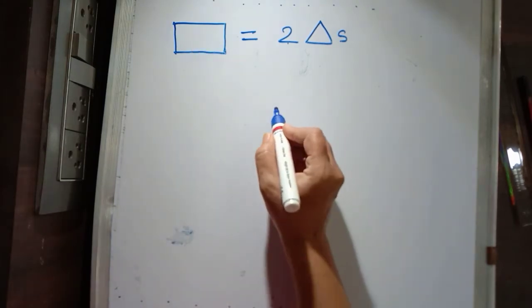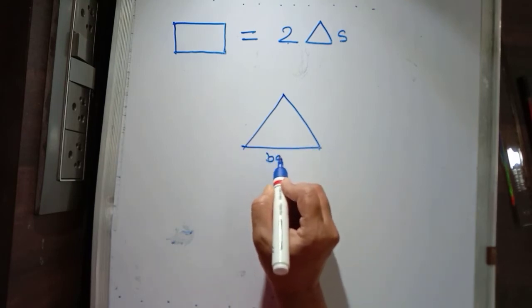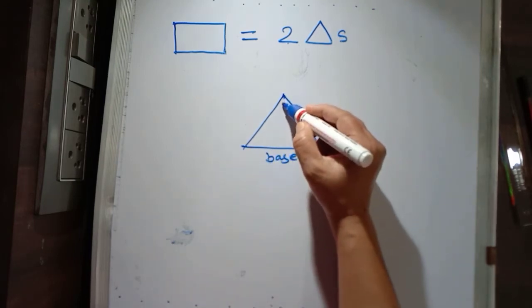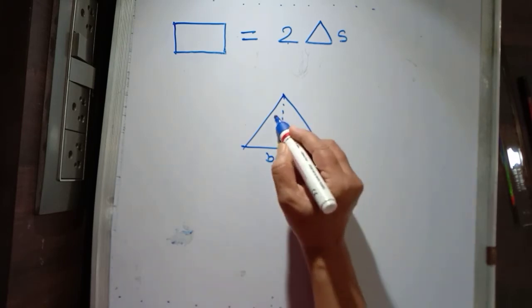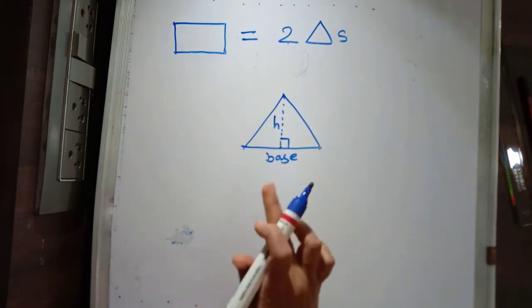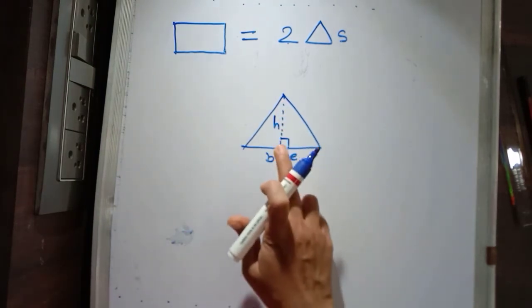Now see, generally what I am saying is, when we draw a triangle like this, we say this is the base of a triangle, and from somewhere we draw this altitude or height making 90 degrees, and we say this is the height of a triangle. These are the normal terms which we use in geometry. So this is base and this is height.